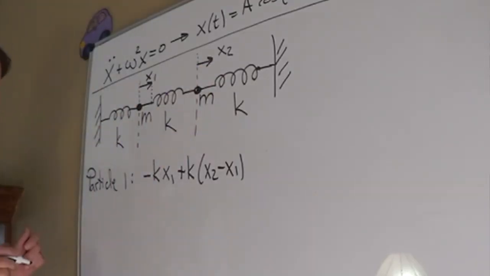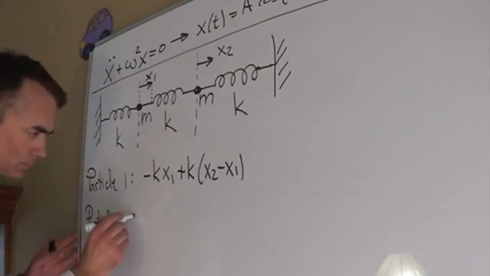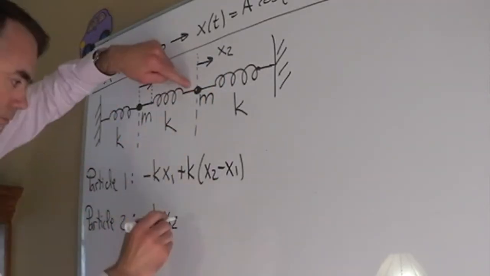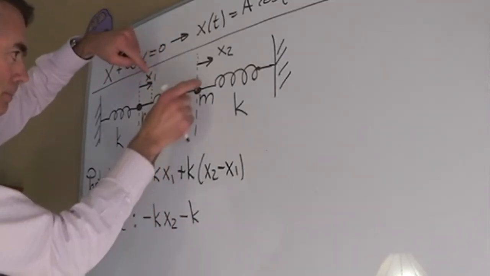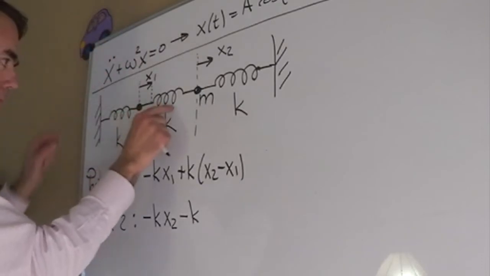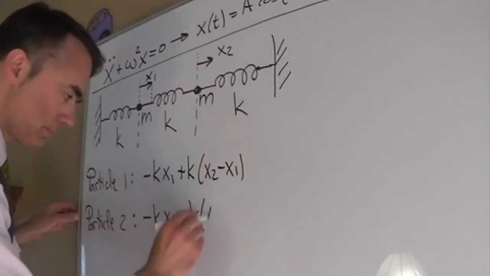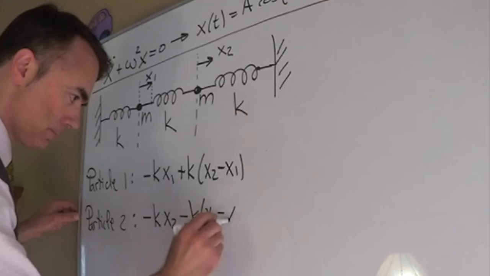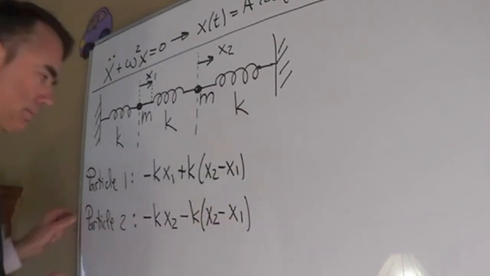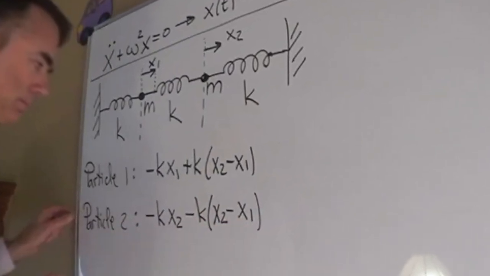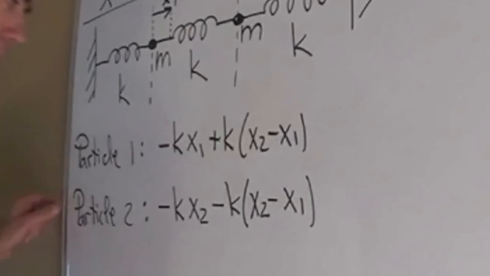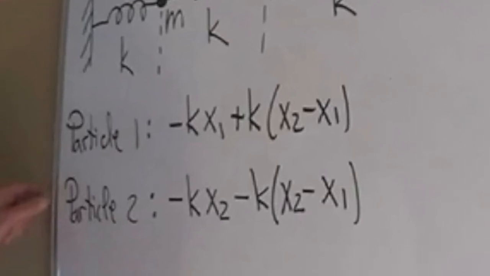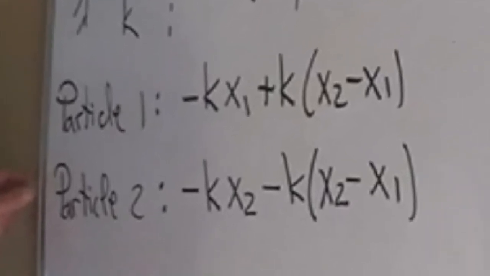So far, so good. Now let's write the forces on particle 2. The force from spring 3 will be minus k x2, and the force of spring 2 on particle 2 will, following the same reasoning as before, depend on the stretched or compressed amount of spring 2. This force is minus k (x2 minus x1). If x2 is greater than x1, then spring 2 is stretched. This term is negative and points left. If x1 is greater than x2, then the spring is compressed. This term is positive and points to the right.